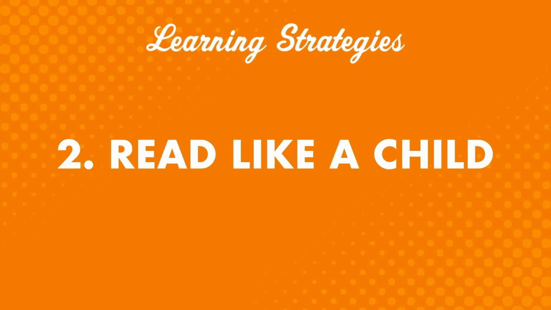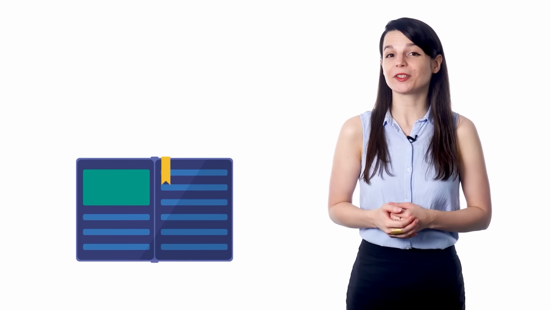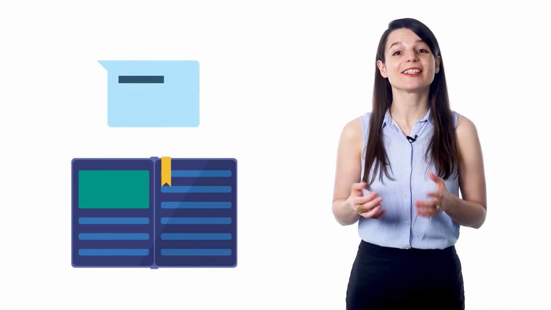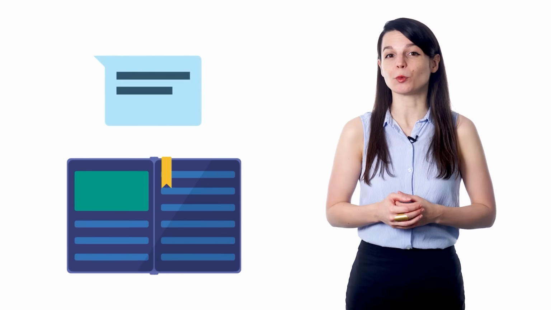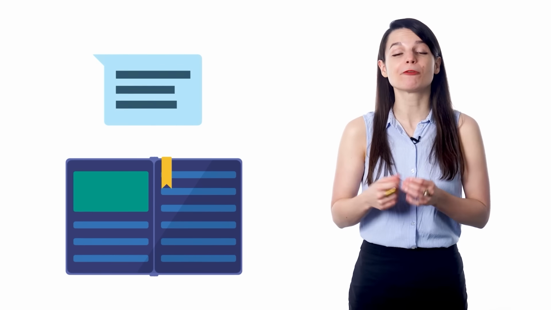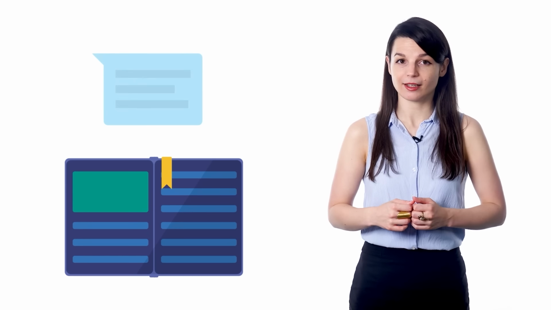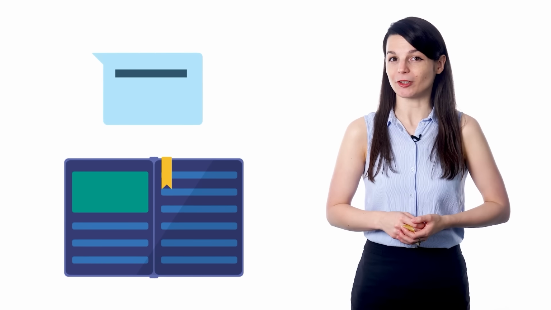2. Read like a child. This might sound strange, but think about children learning to read. They go slow and sound everything out. Maybe it takes 2 or 3 tries before they read a new word smoothly, and a few more tries before they can read it at a natural pace. This example applies to language learning too.